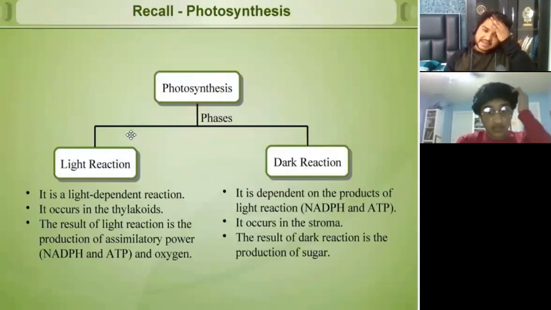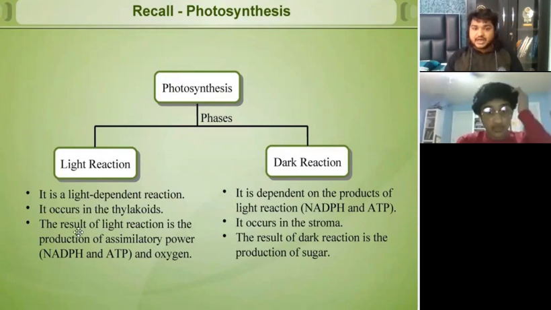Yes, I already told you about all these: photosynthesis takes place in two steps, the light reaction and the dark reaction. Light reaction is a light-dependent reaction. It occurs in the thylakoid. I showed you the thylakoid because the energy production was there, because the H plus are coming and the ATP is getting formed.